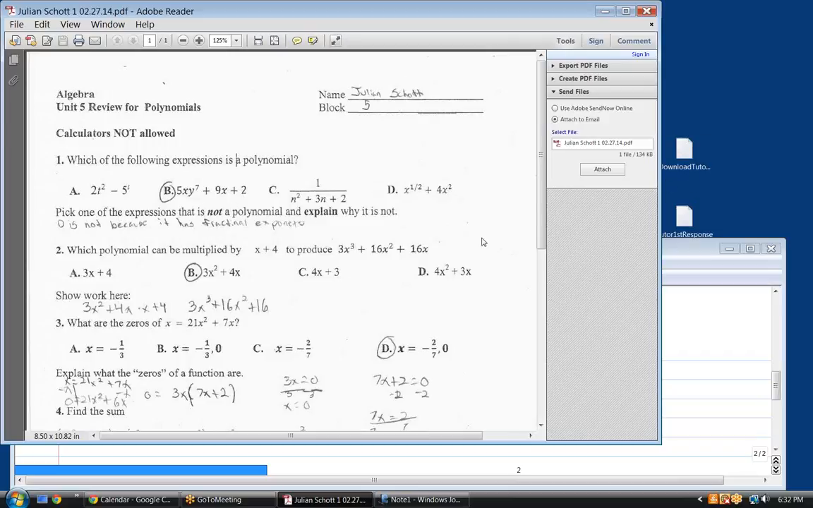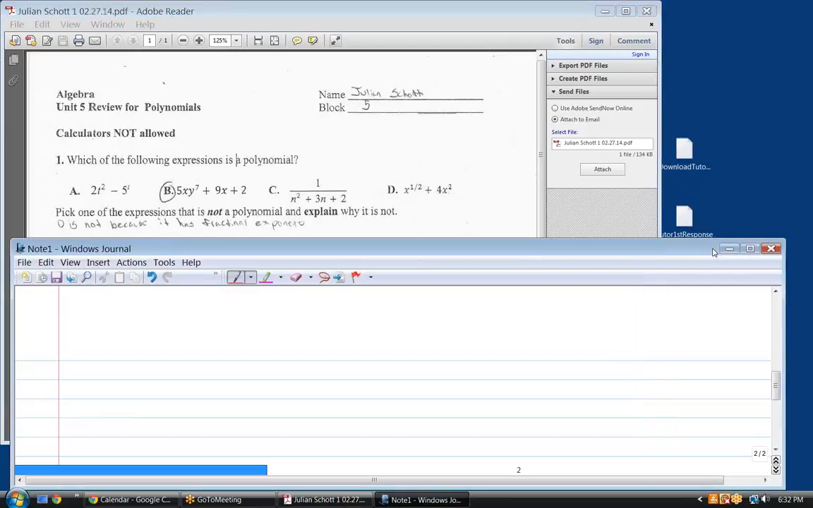You actually did that because they have fractional exponents. Why is C not? Because it has a fraction. Yeah, it's 1 over. In other words, the bottom is a polynomial. But if I really wanted to write this expression properly with an exponent, I would write it like this. And that's a negative exponent. Because it's a negative exponent, it's not a polynomial.